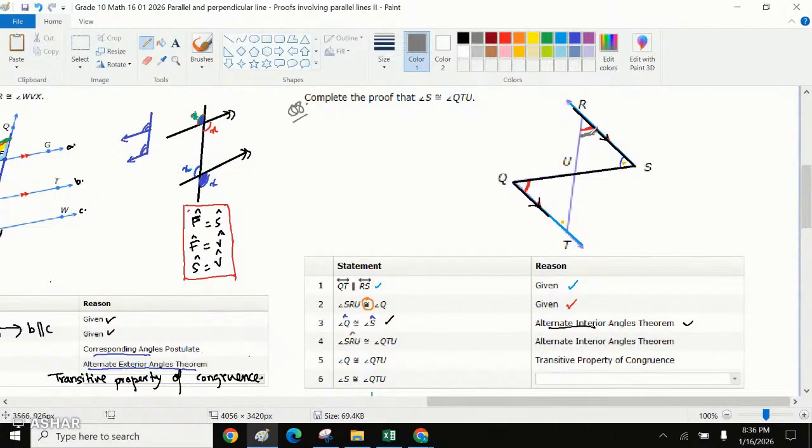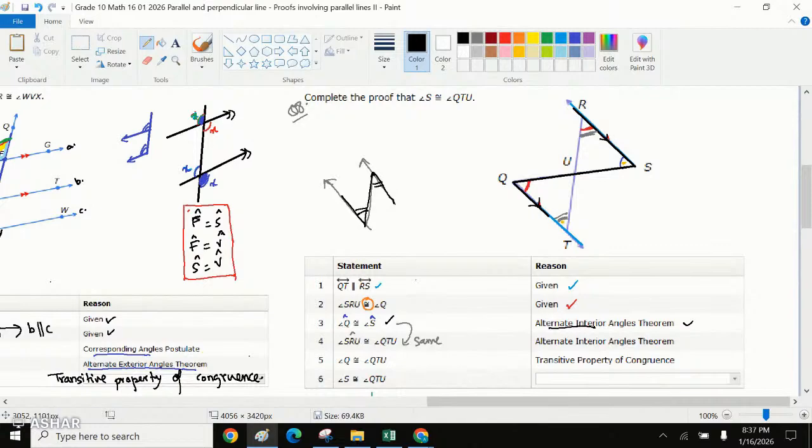If this is SRU and QTU, QTU is this angle. Same property as this. It's forming a Z with two parallel lines. Agreed? And this is the line intersecting. So can we say that the Z formation is here? So this angle must be equal to this angle.